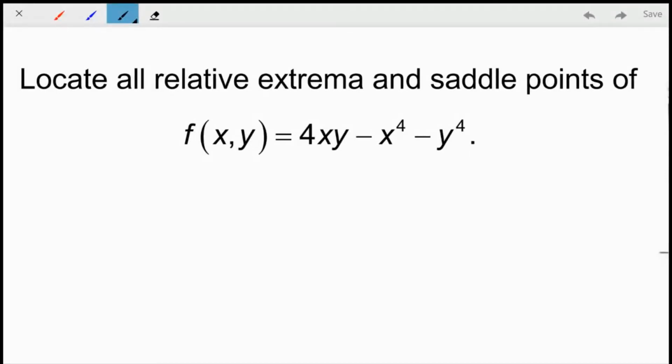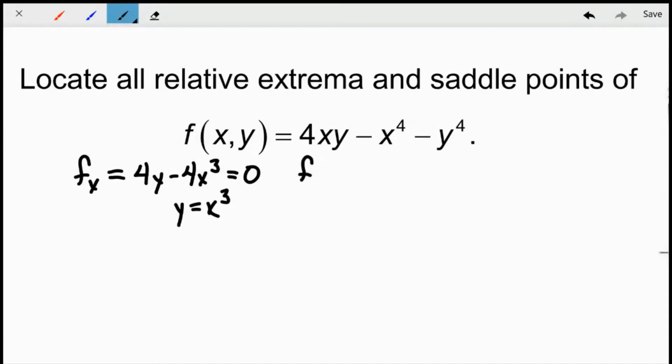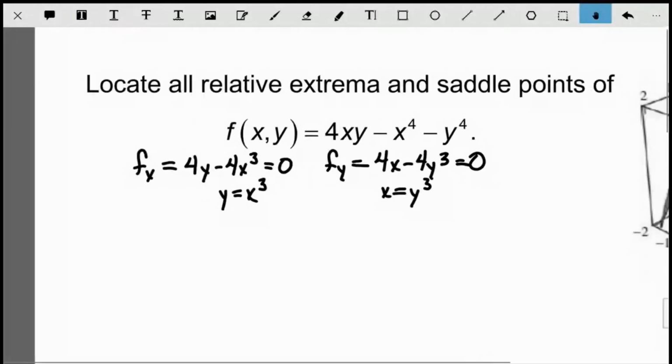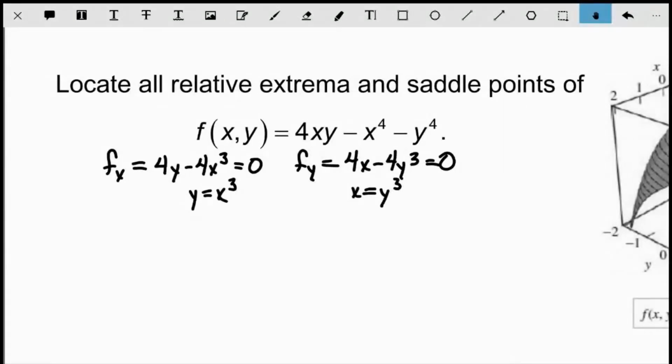And I'm going to start with my x partial. And when I get my x partial here, it's 4y minus 4x cubed. And remember, we're going to set that equal to 0. That would give us y is equal to x cubed. And then we also have our y partial here, which would be 4x minus 4y cubed. And when I set that equal to 0, that would give me x being equal to y cubed. Okay, with some simple substitution here, I can solve this out and I can get my critical points.